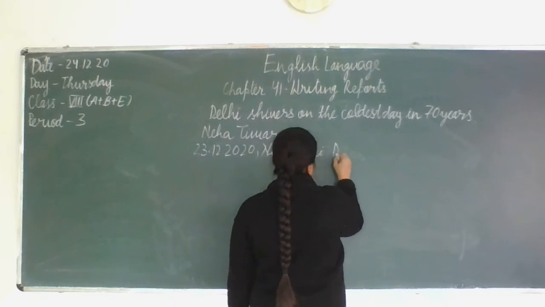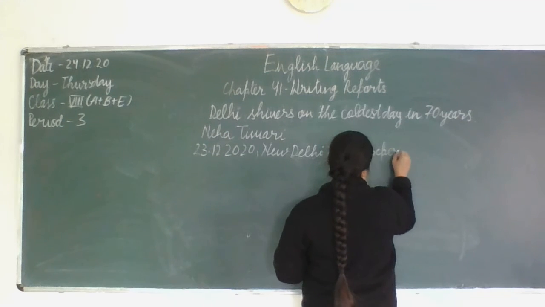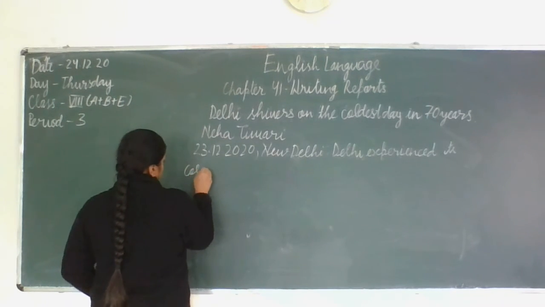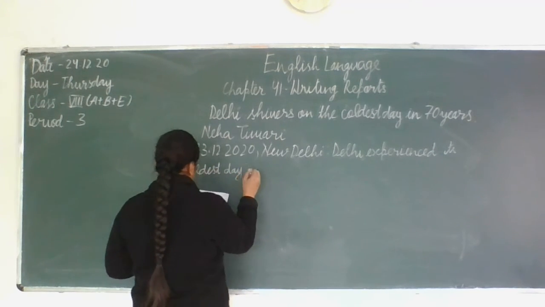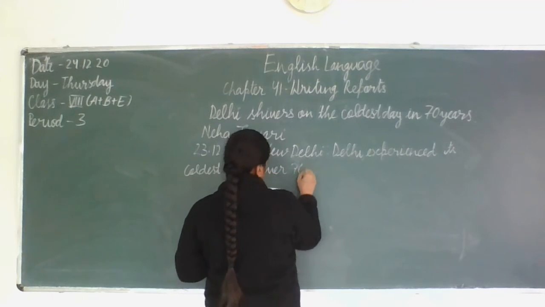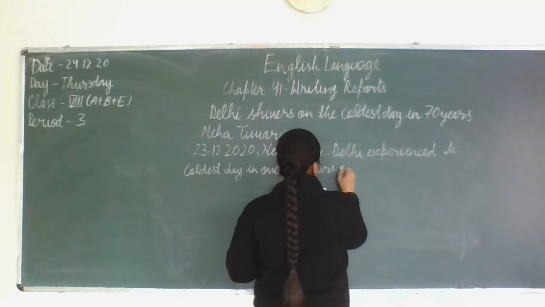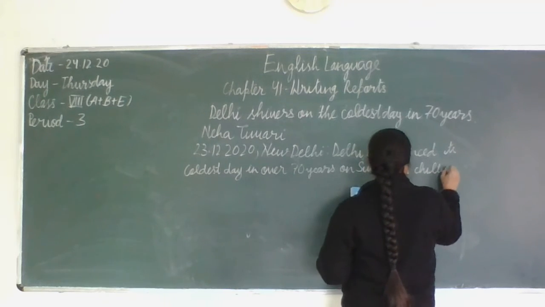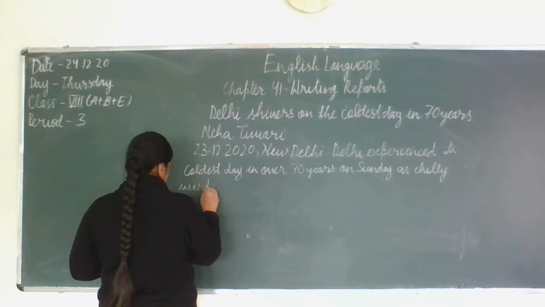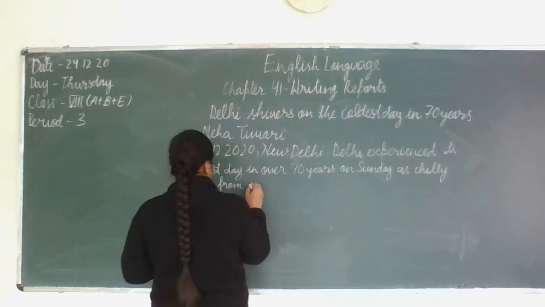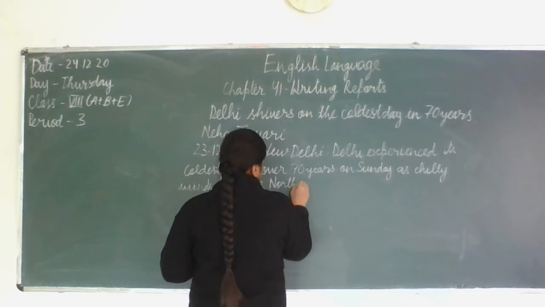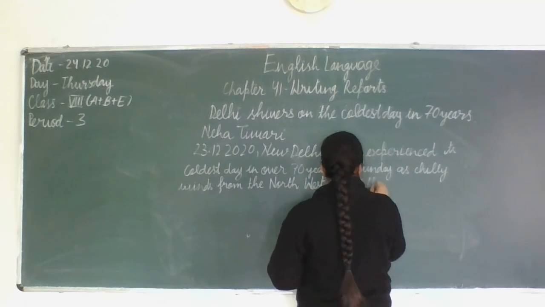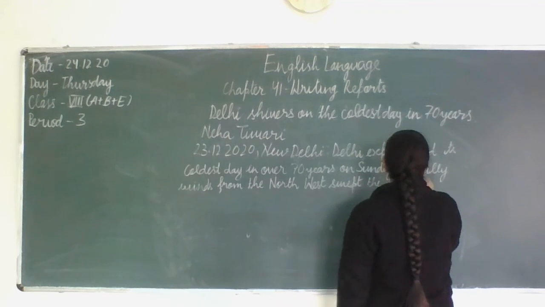So after this, Delhi experienced the coldest day in over 70 years on Sunday as chilly winds from the northwest swept the city throughout the day.